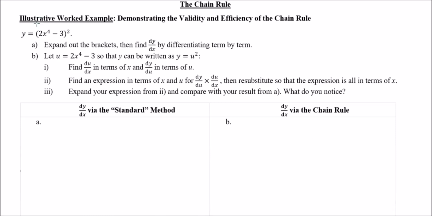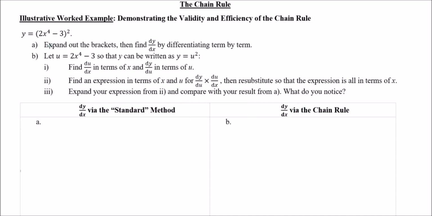So, first of all, let's have a look at a worked example showing that this chain rule actually works, and also we can have a first look at how it works. So let's imagine that we've got a function y, which is (2x to the power 4 minus 3) all squared. So part A, we're going to see that the chain rule works by differentiating as standard, and then we'll use the chain rule and compare.